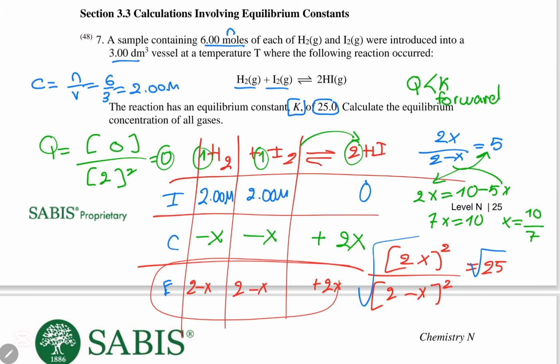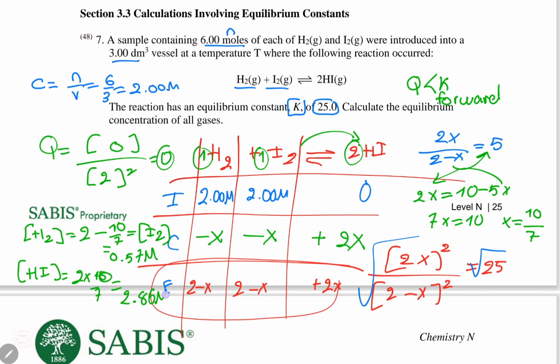But this is not what I need. They want the equilibrium concentration of all gases. So the concentration of H2 is going to be 2 minus x, so 2 minus 10 over 7. And it's also the same as the concentration of I2. And then the concentration of HI is going to be 2 times 10 over 7. So here, 2 minus 10 over 7, I got as an answer 0.57 molarity. And here, 2 times 10 divided by 7, I got as an answer 2.86 molarity, okay?